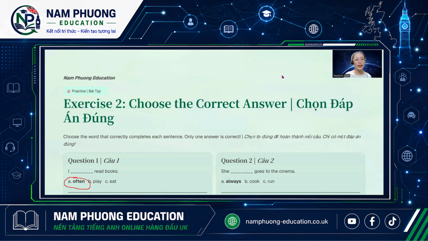Number 2, she blank goes to the cinema. A, always. B, cook. Or C, run. 3, 2, 1. All right, the answer is? Okay, you got it right. Always. She always goes to the cinema. I hope you got a perfect score.